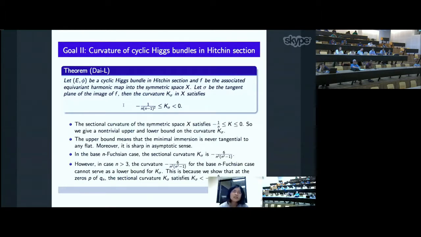So this is kind of surprising, because when we look at the formula, on the right-hand side, 0 is our limit. It is actually the case where the Higgs bundle is going to the limit. So we kind of hope that the lower bound is the Fuchsian case. However, actually that's not true. It's not always between the Fuchsian case and the limit case. It actually goes lower.